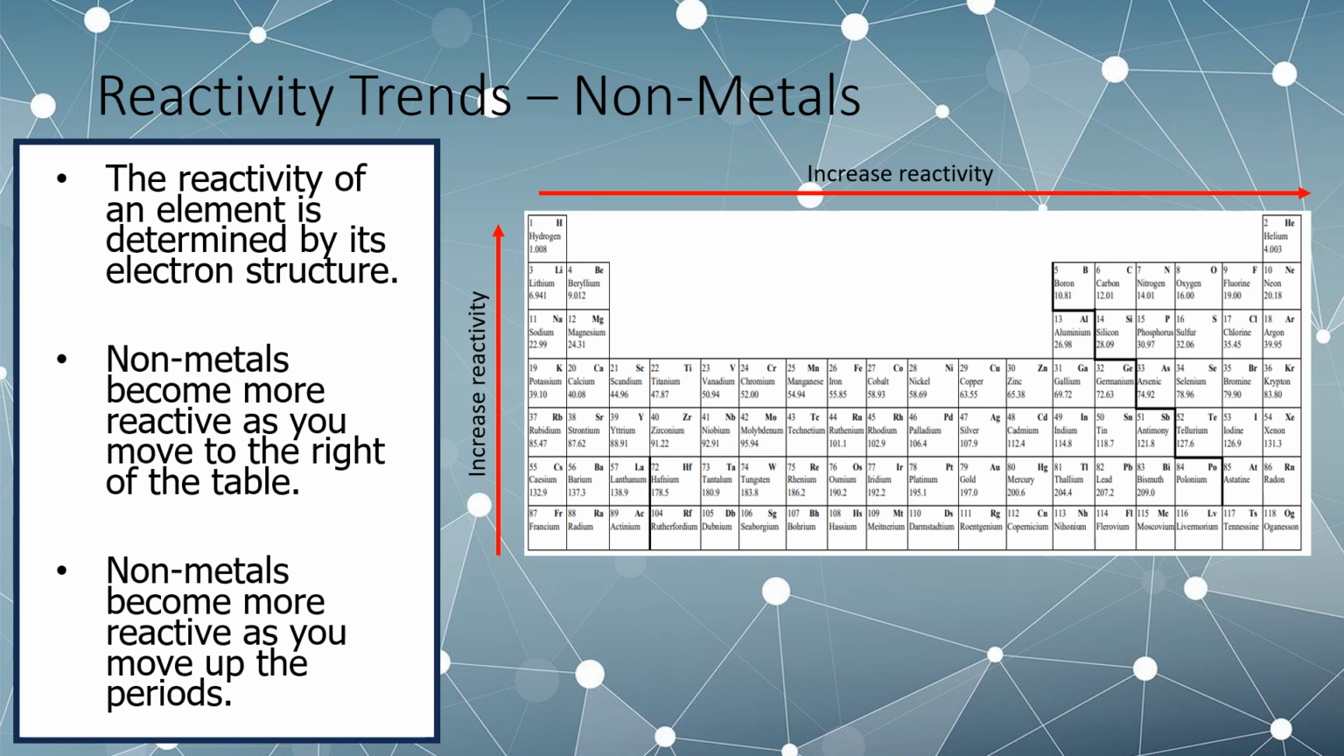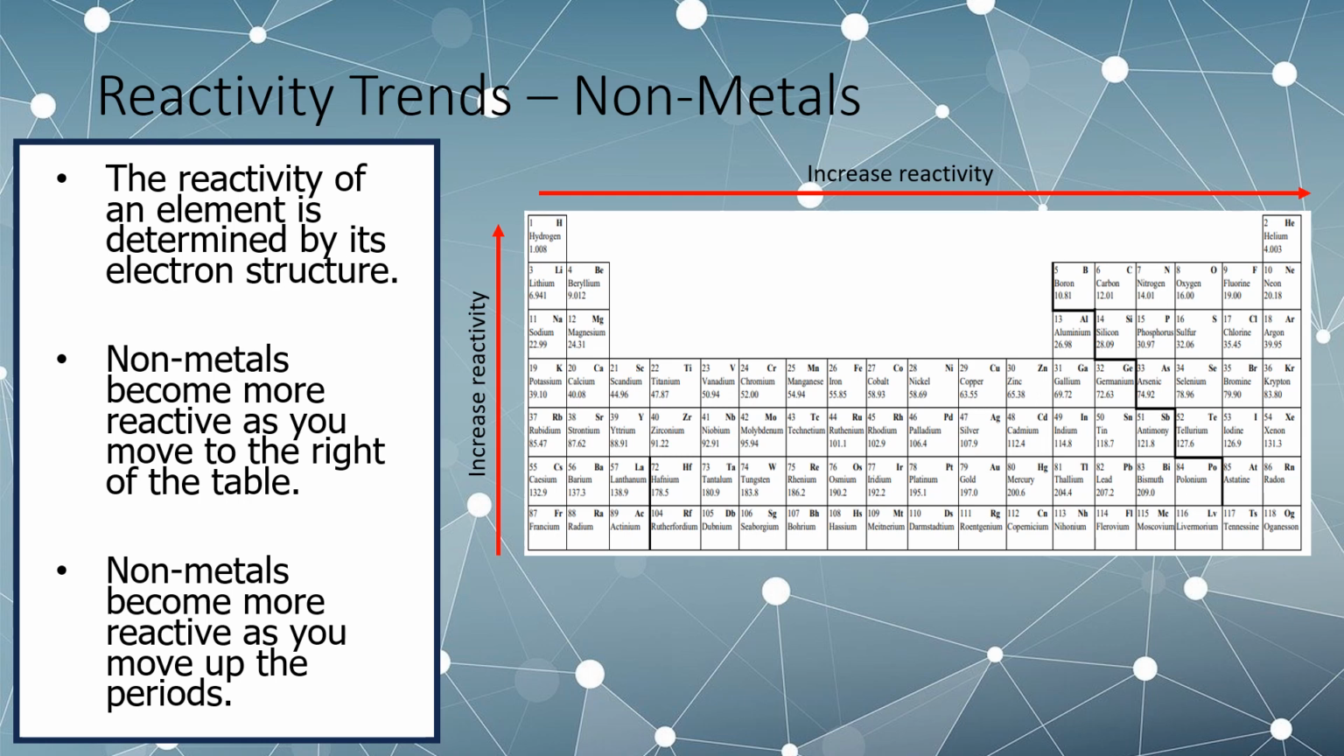electrons, which effectively means the trend for non-metals is reversed. Instead of becoming more reactive to the left, they become more reactive to the right of the table. This is because their valence shells are more full, so it's easier for them to pull in just one electron than multiple electrons. Now they become more reactive as you move up the periods, again, for the opposite reasons.